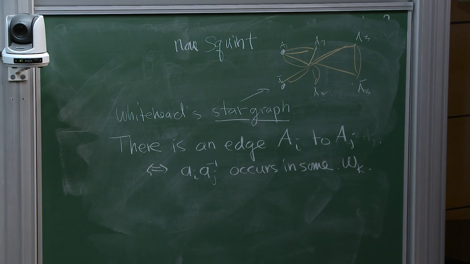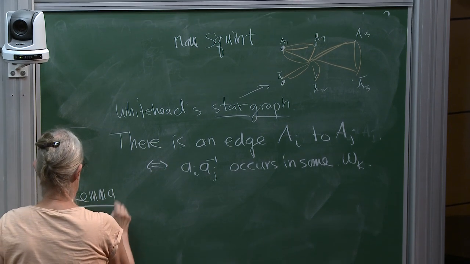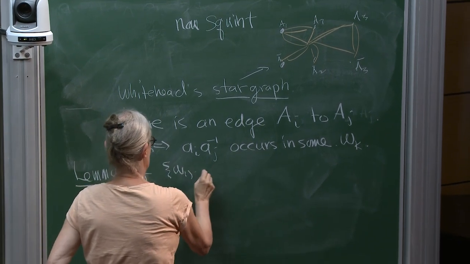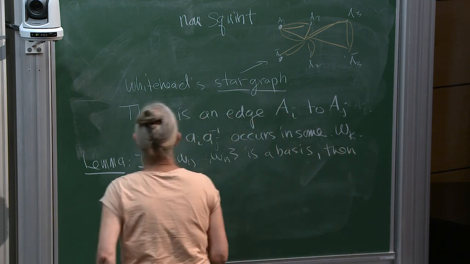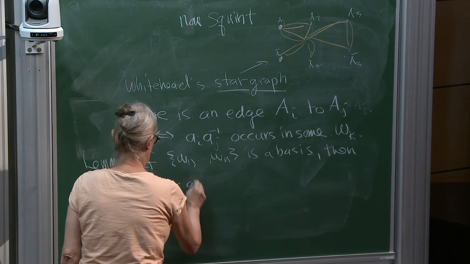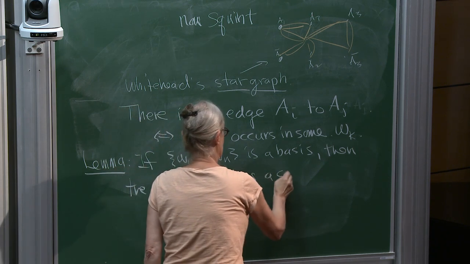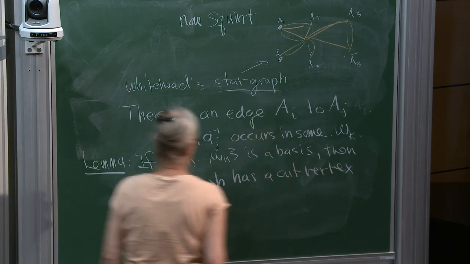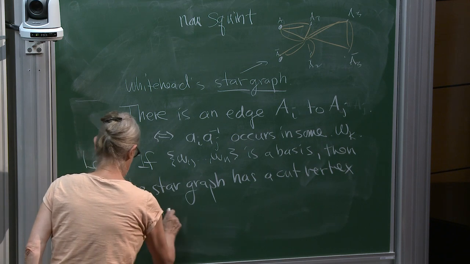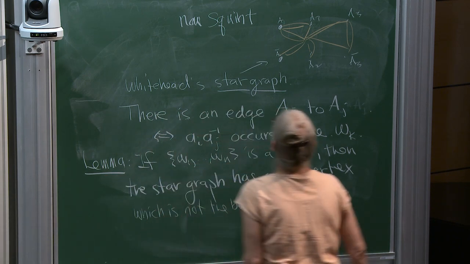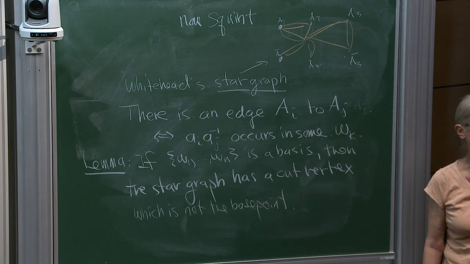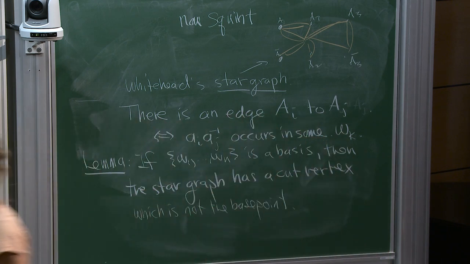And here's Whitehead's lemma. If W1 up to Wn is a basis, then the star graph has a cut vertex, which is not the base point. Okay, so a cut vertex is a vertex so that when you remove it from a graph, the graph divides into two pieces. Okay? I love this proof. So that's what we're proving.